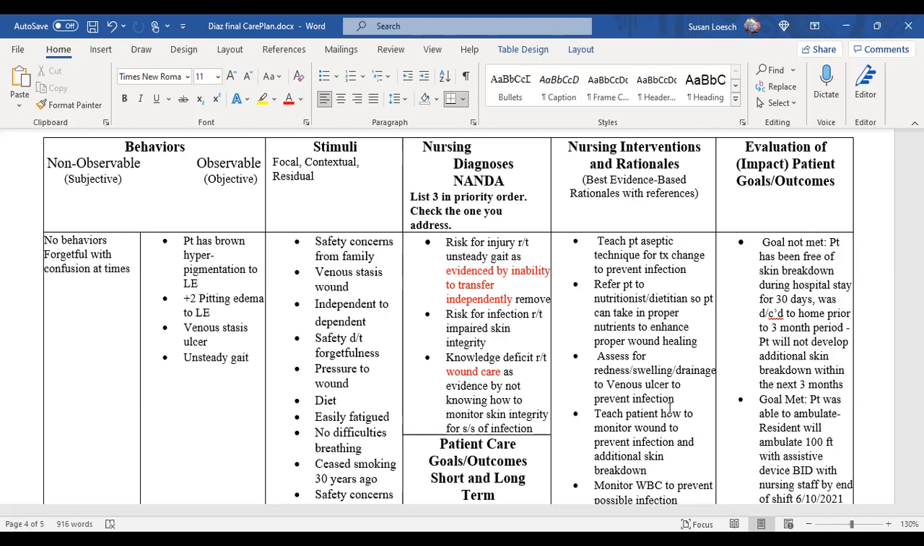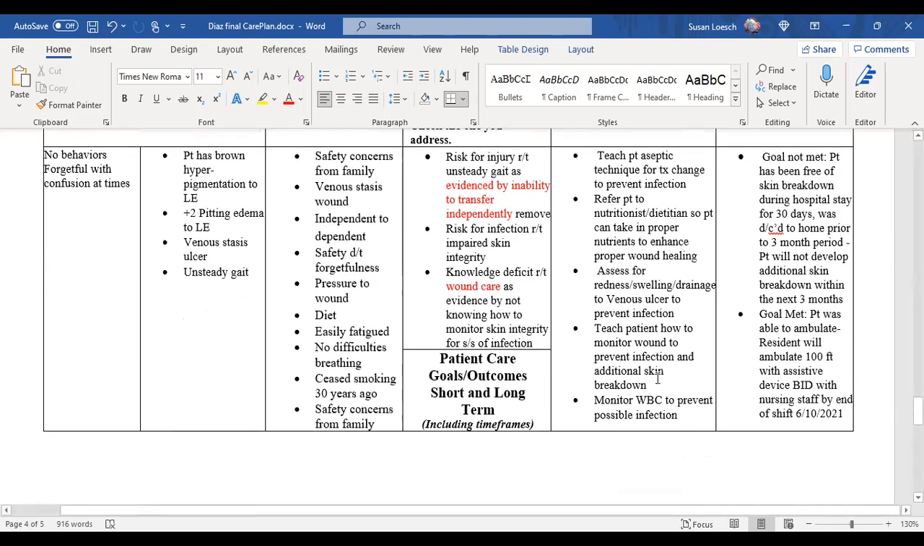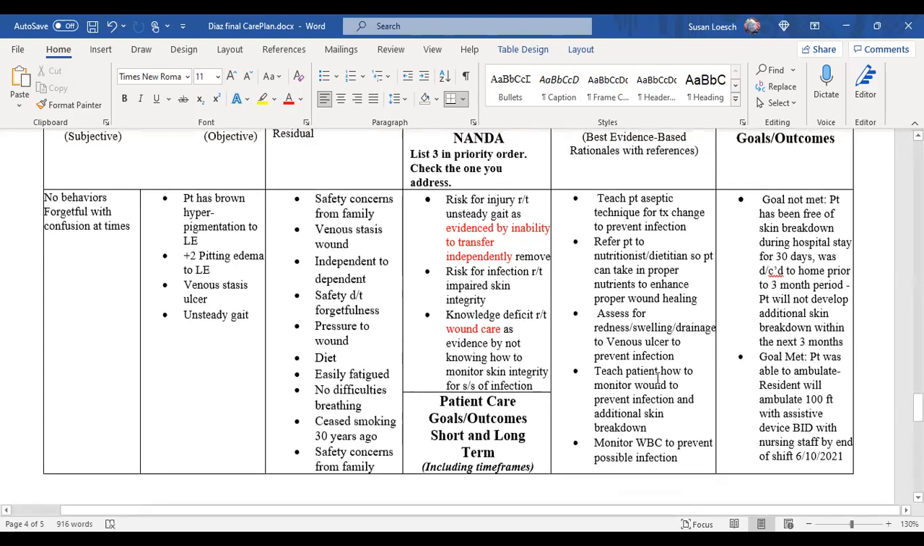kind of the same thing, except this one says to prevent additional skin breakdown. So it is kind of the same intervention, but it's a little bit different. So I'm okay with that. And then monitor the white blood cell count to prevent possible infection. Now that's something we could do as the nurse, but it's not a goal we could give the patient really. All right, because they're not going to be able to monitor their own white blood cell count.